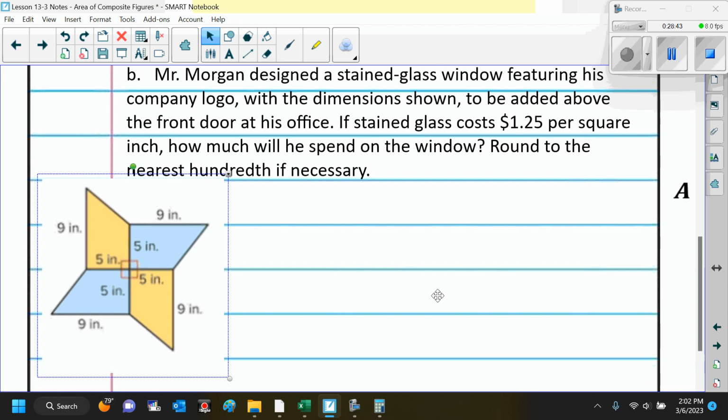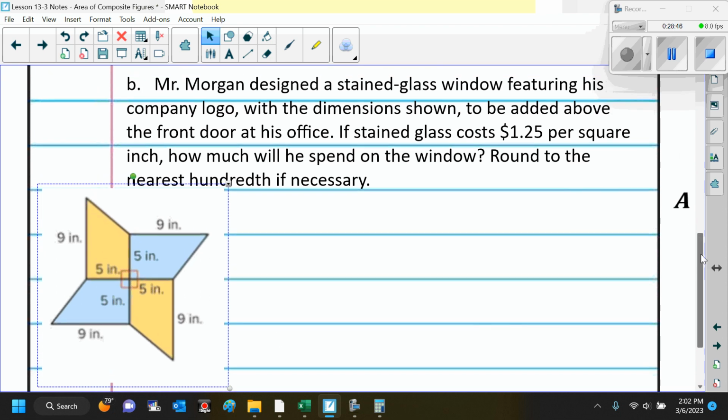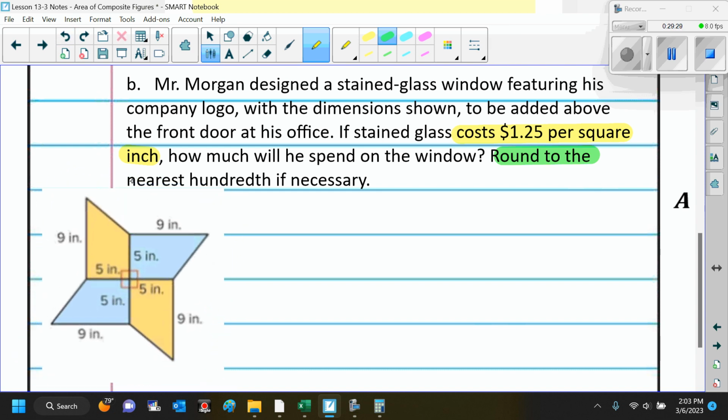All right. So, for example B, it says Mr. Morgan designed a stained glass window featuring his company logo, with the dimensions shown, to be added above the front door at his office. If the stained glass costs $1.25 per square inch, how much will he spend on the window? And it says round it to the nearest hundredth if necessary. Okay, so the important information we have here is that stained glass costs $1.25 per square inch. Also, it's telling us to round, if necessary, to the nearest hundredth.